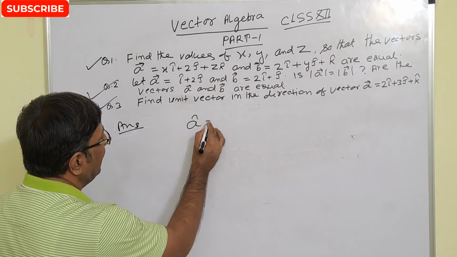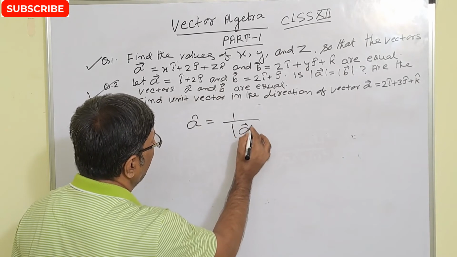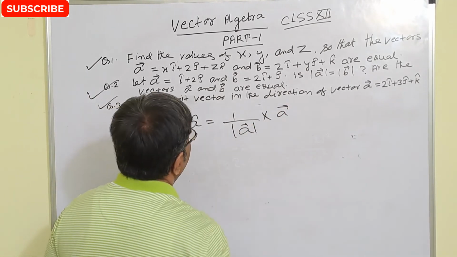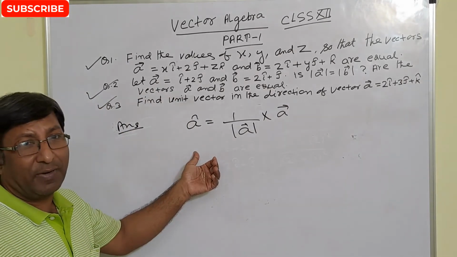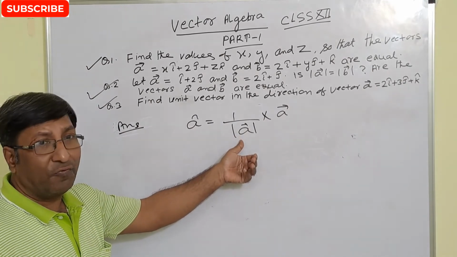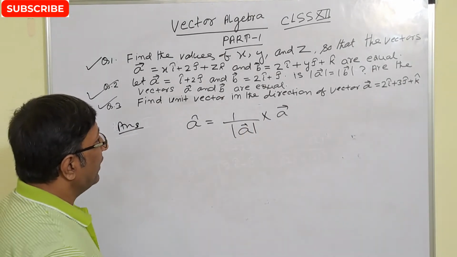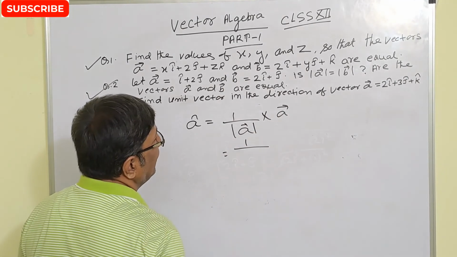Unit vector A equals what? 1 upon magnitude of vector A multiplied by vector A. So unit vector of any vector is given by 1 by magnitude of vector into the given vector. So here unit vector is what? 1 upon magnitude of A vector.